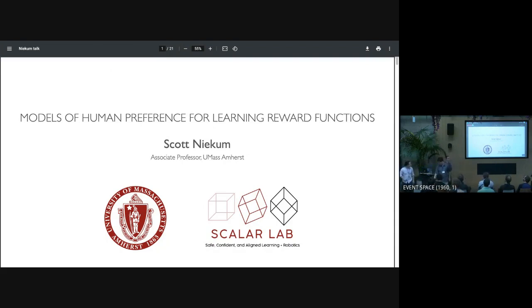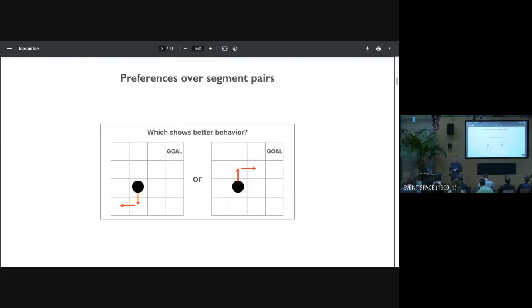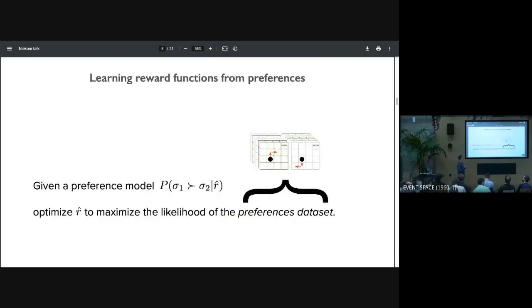Hi, everyone. I think it's been pretty well established the last couple of days that learning from human preferences is a core driver of reward inference and alignment for models like InstructGPT. The way this normally works is you show somebody two different behaviors of a model and ask which they like better. You gather a whole preference dataset like this, and then try to learn some reward function R hat that maximizes the likelihood of the preference dataset under some preference model.